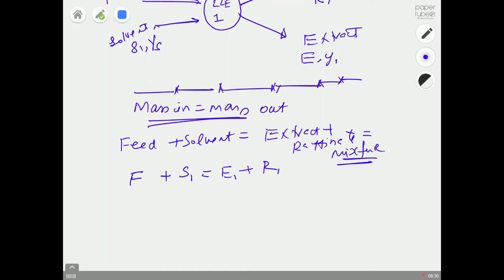Which means if feed plus solvent is equal to 2 kg, extract plus raffinate should be equal to 2 kg, which means your mixture of either of these two, feed plus solvent or extract plus raffinate, should be equal to 2 kg as well. So that's what I wrote. That should be equal to, let's call it M1.